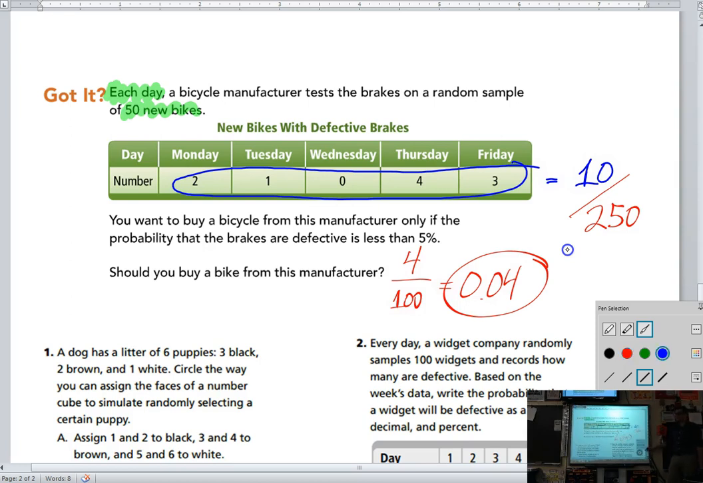Now, if we look only at Thursday, though, that's 0.08. 4 out of 50? Yeah, this would be 8%. That would have been a bad day to buy a bike. I would not have wanted to buy a bike there on Thursday. But I don't want to only look at Thursday, because maybe something happened. There was an issue in the factory that day. I have a problem on Wednesday. Yeah, I mean, if you knew that, right? But we only know this data after the day already happened. So that's the problem. But on average, they have 4% defects.